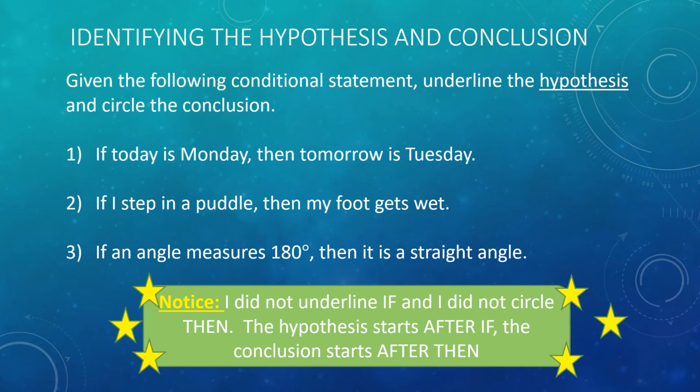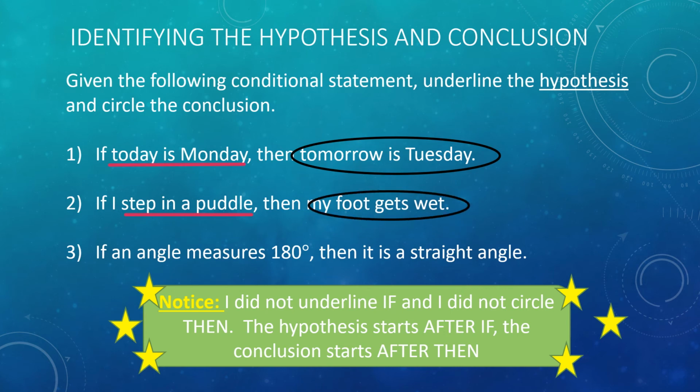So we are going to underline the hypothesis here and circle the conclusion. If today is Monday, then tomorrow is Tuesday. Today is Monday would be the hypothesis. Tomorrow is Tuesday would be the conclusion. If I step in a puddle, then my foot gets wet. If I step in a puddle would be the hypothesis. The conclusion would be my foot gets wet. If an angle measures 180 degrees, then it is a straight angle. An angle measures 180 degrees is the hypothesis. Conclusion is it is a straight angle.